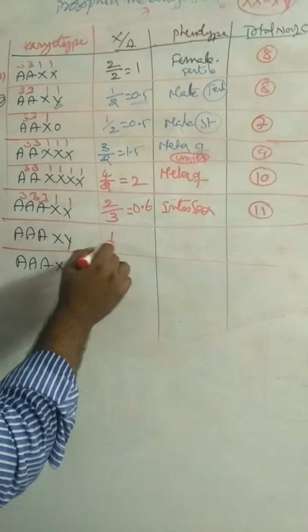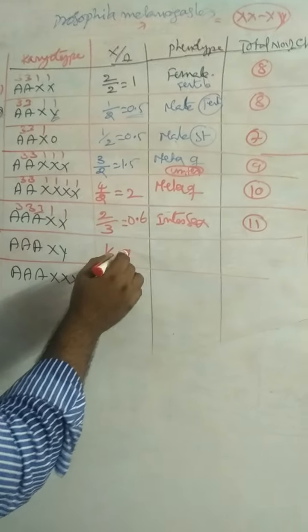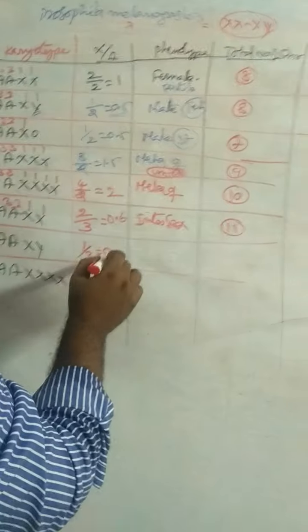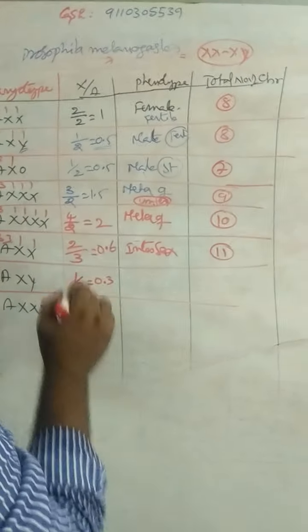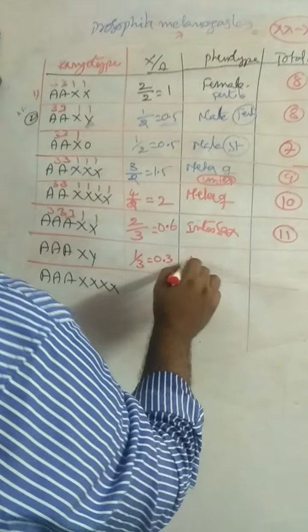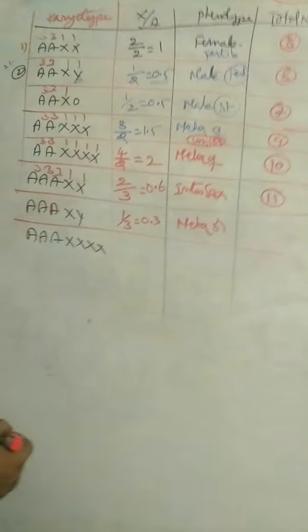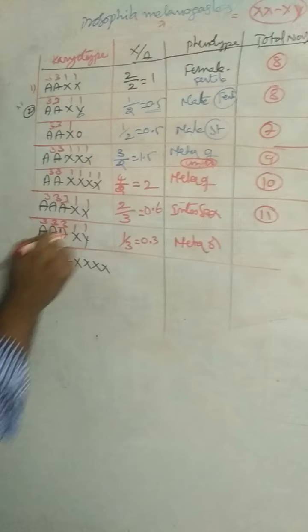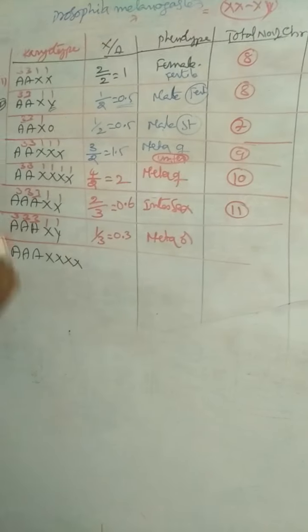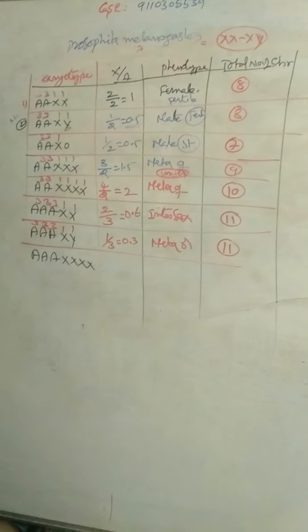And last combinations. Number of X chromosomes 1 by 3, 0.33. So value less than 0.5. So it is a meta male. It is also sterile. Total number of chromosomes 3, 3, 3, 1, 1. We also have a Y chromosome. So 9 plus 2, 11 chromosomes.